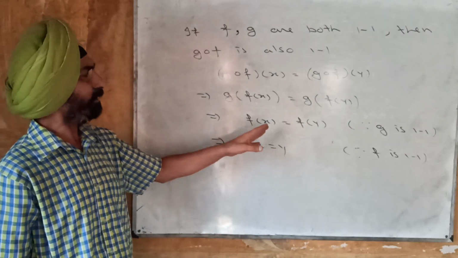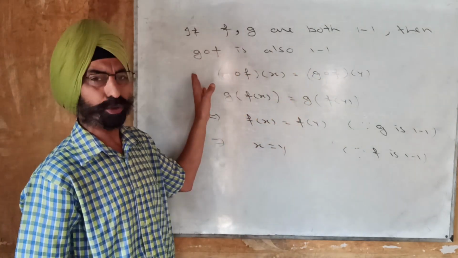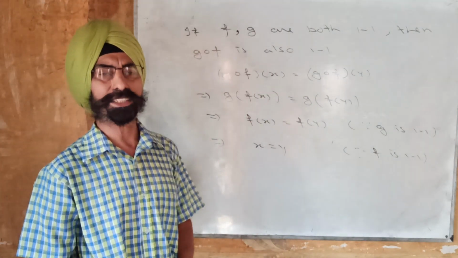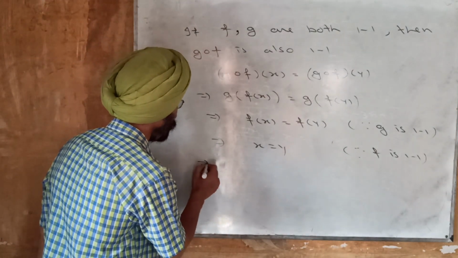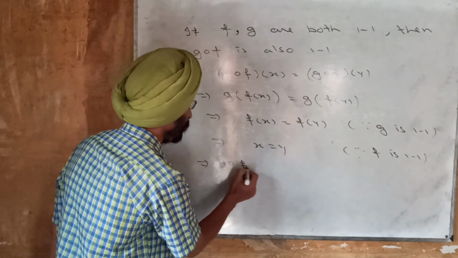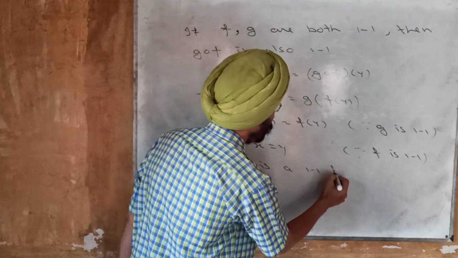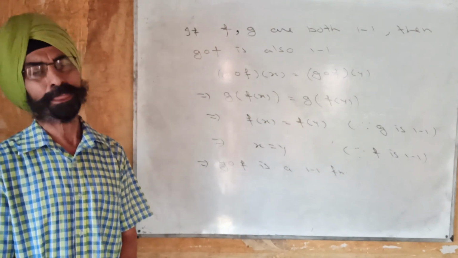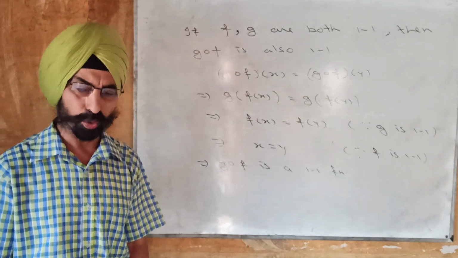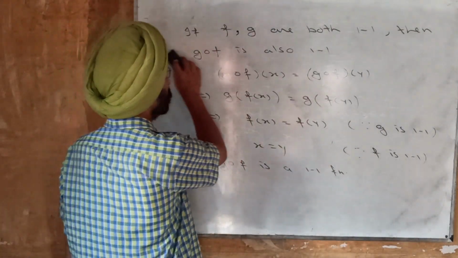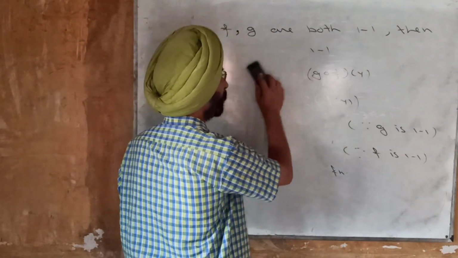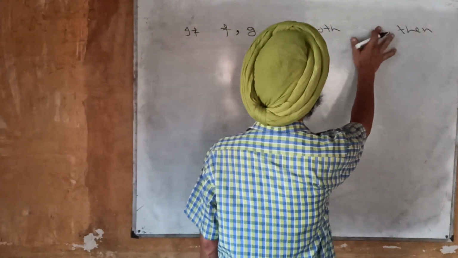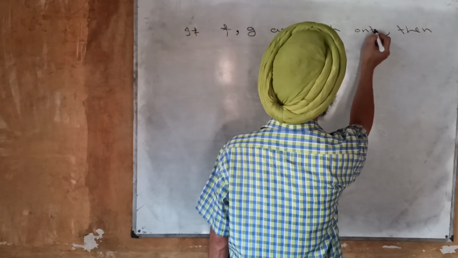That means if the image of 2 points under the function f composite g is the same, then the points are also the same, and it proves that the function is 1, 1. So this means your function f composite g is a 1, 1 function. So it is the proof of the property that if two functions are 1, 1, then their composition function is also 1, 1.